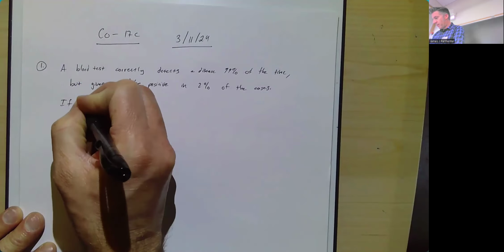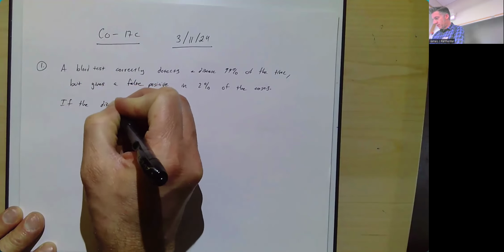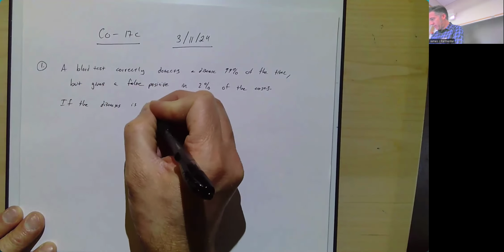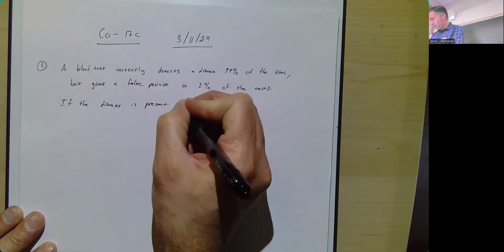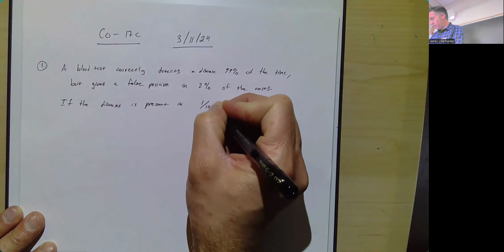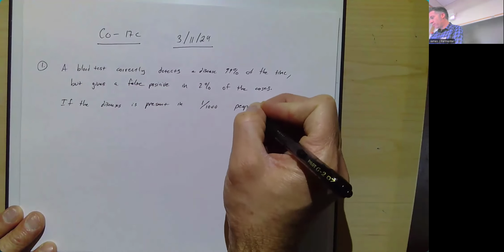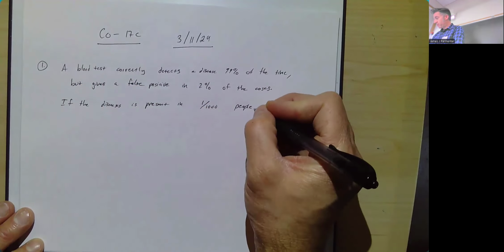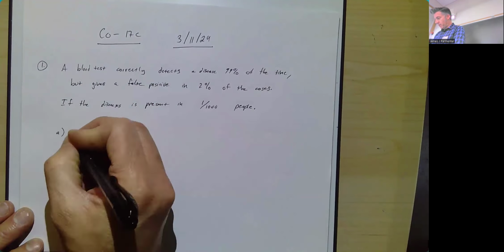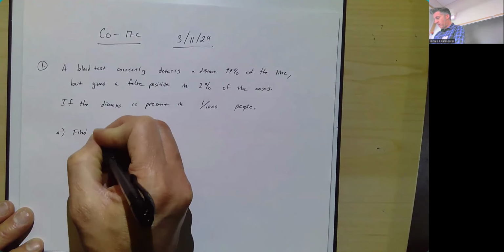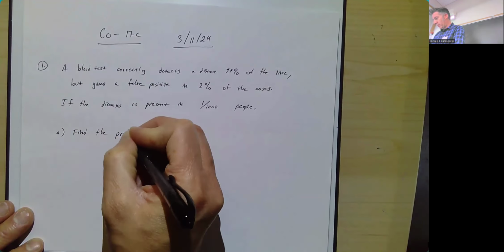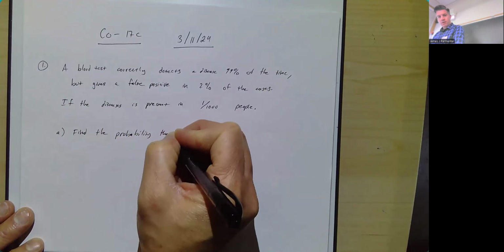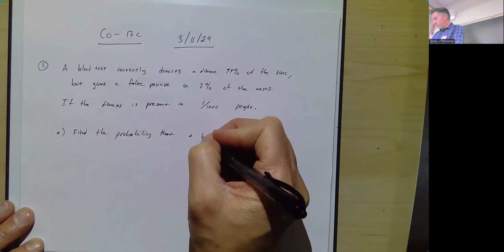If the disease is present in 1 out of 1,000 people, and the prevalence is 1 out of 1,000, part A is going to be: find the probability that a random person tests positive.